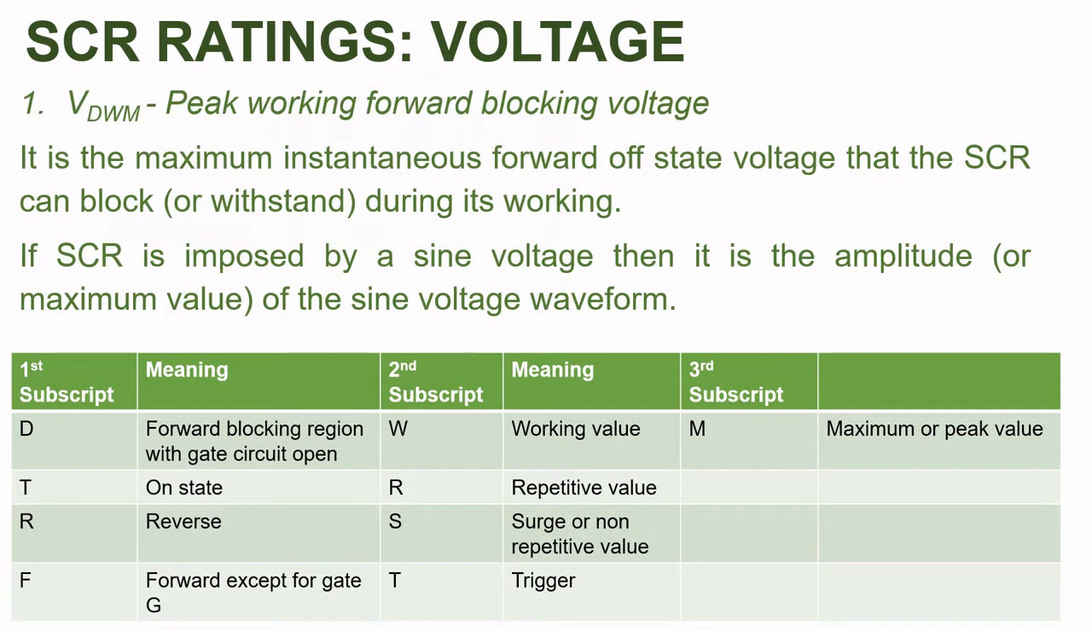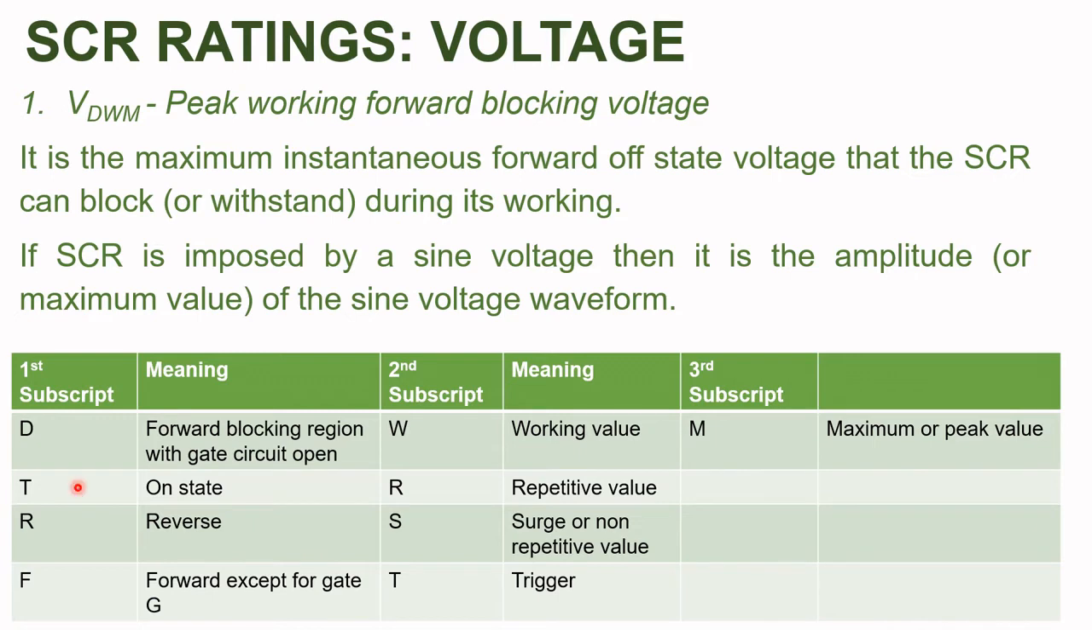So let us start with the SCR ratings. The first major type is voltage ratings of the SCR. In voltage rating, we have peak working forward blocking voltage. It is given by VDWM. So we are having the table below on the same slide.